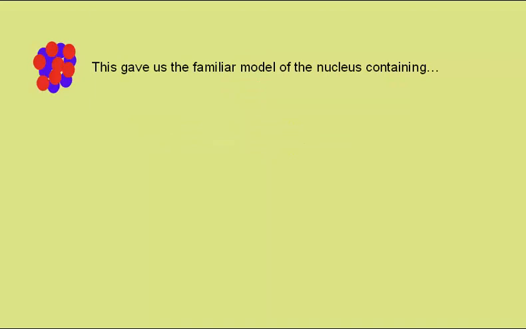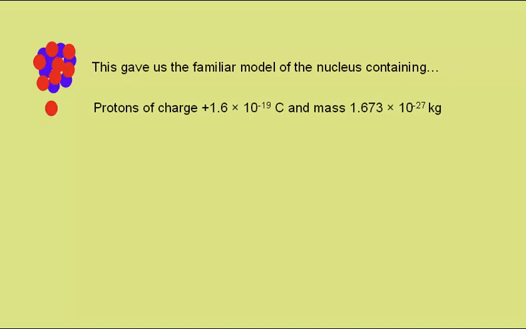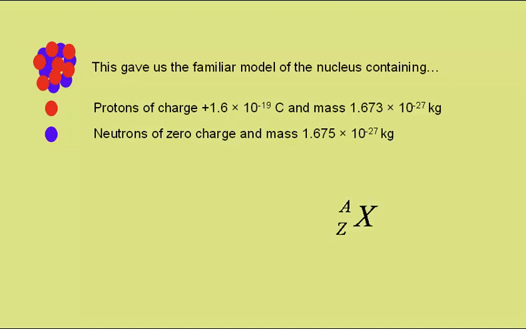So, by 1932, we had the familiar model of the nucleus, with protons, charge 1.6 times 10 to the minus 19 coulombs, and a mass of 1.673 times 10 to the minus 27 kilograms. Neutrons, with 0 charge, and a mass of 1.675 times 10 to the minus 27 kilograms, slightly heavier than the proton. The notation we've been using is the symbol of the element.